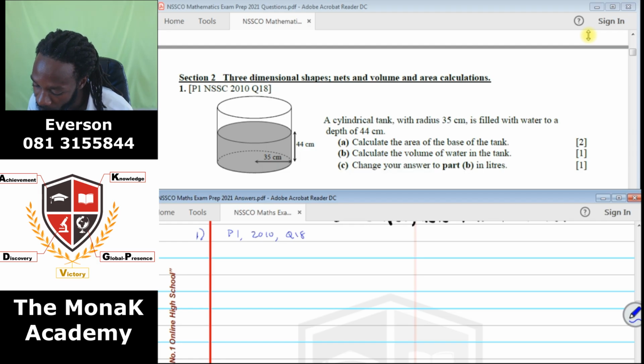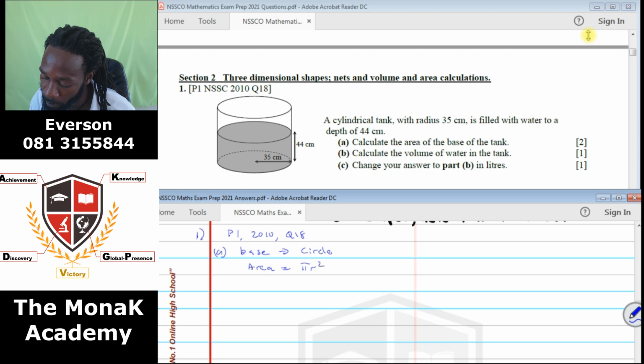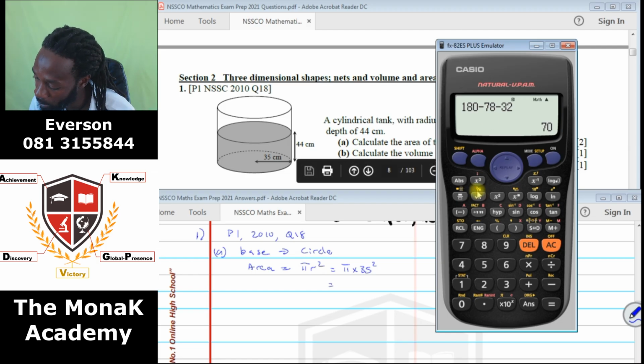So the base, the way it's standing, is a circle, right? So area of a circle is pi r squared. Okay? In this case, we have our pi, we have our r, which is 35 squared. So area of the base, you can use your calculator.